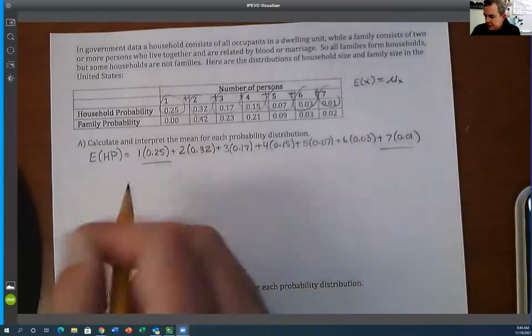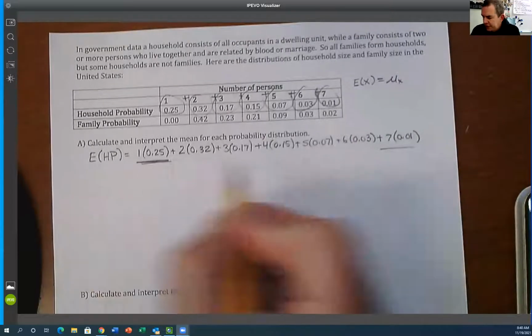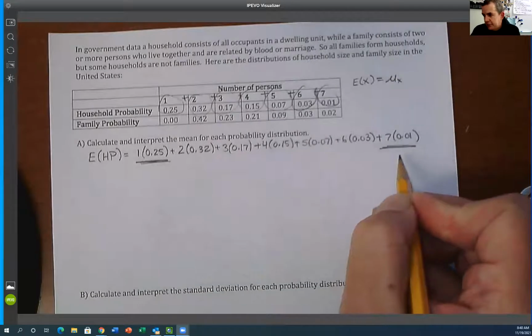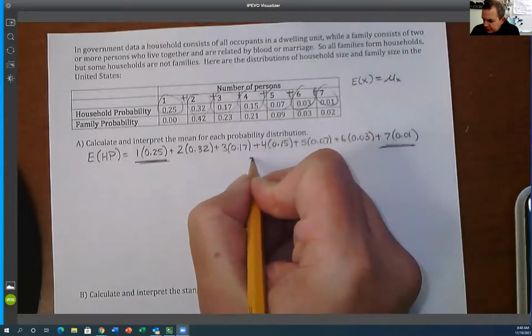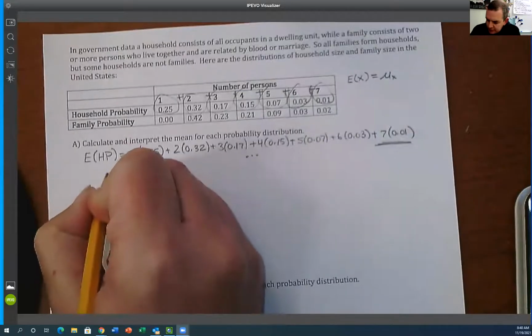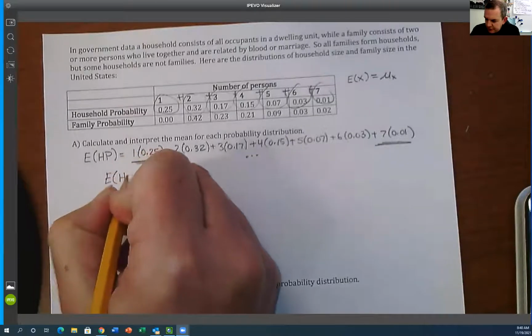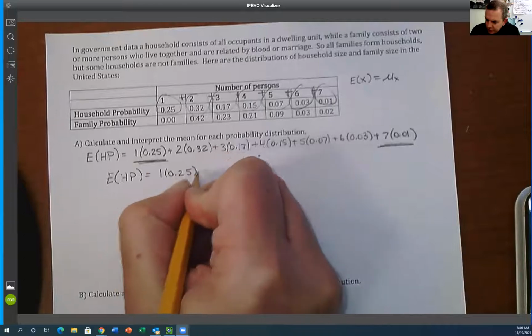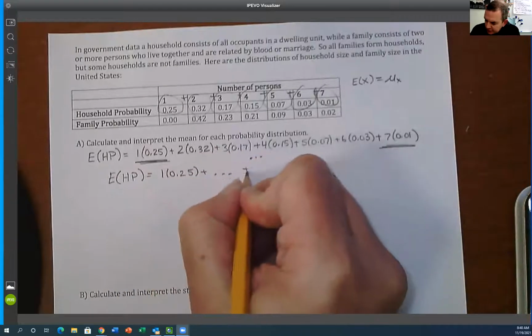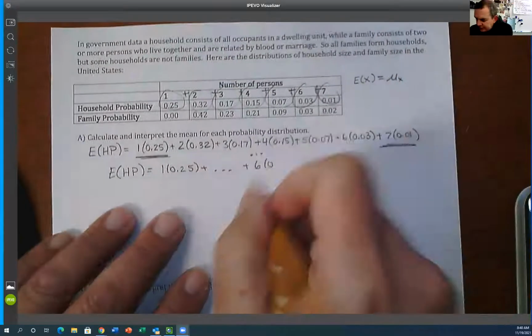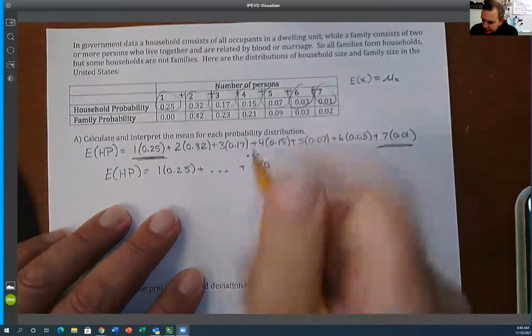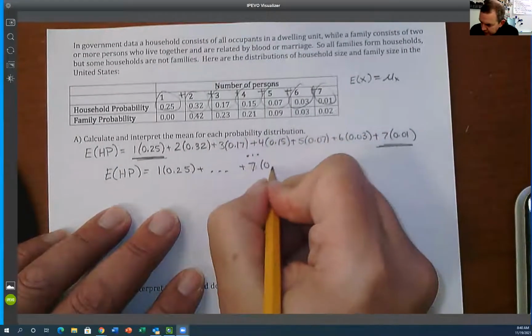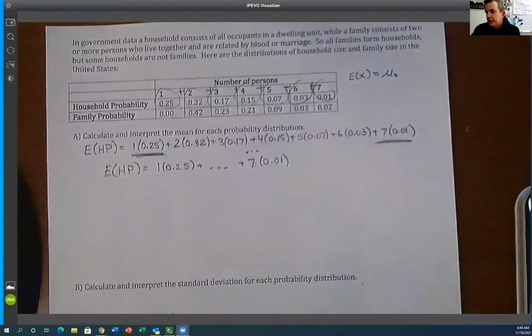Now, here's the deal. In the world of statistics, in the world of AP, I want you to give me the first and the last, and I want you to go ahead and put an ellipsis in between. So again, if you were doing this, I'd want you to write the expected value of household probability is 1 times 0.25 plus ... plus, not 6, 7 times 0.01. And then I want you to pick up your calculator.